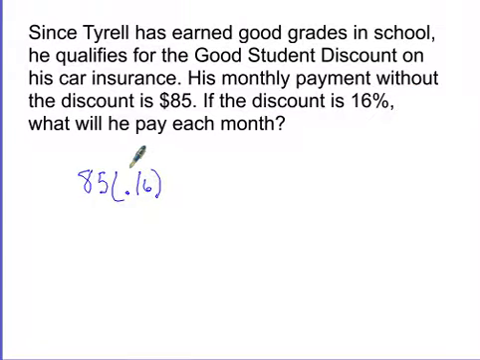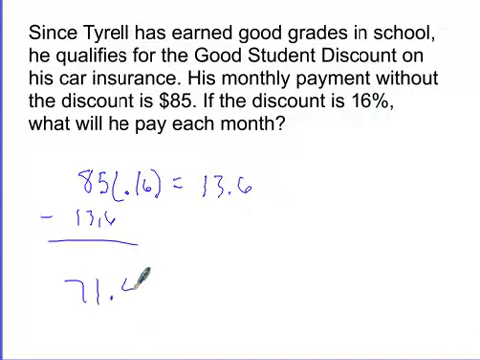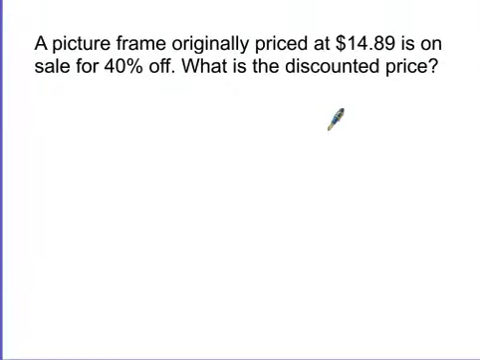85 times 0.16. 13.6. Subtract 13.6 from 85. $71.40. Good grades are worth money on your car insurance, kids. Seriously? Absolutely. A picture frame originally priced at $14.89 is on sale for 40% off. What is the discounted price?